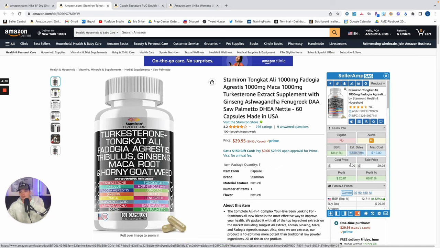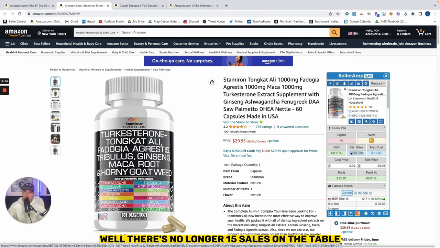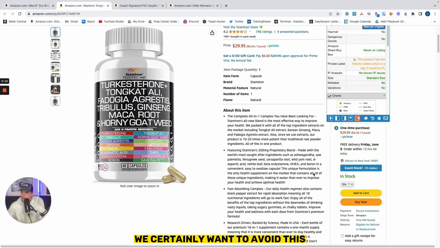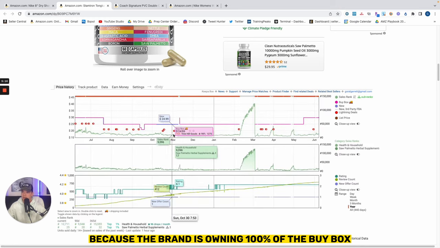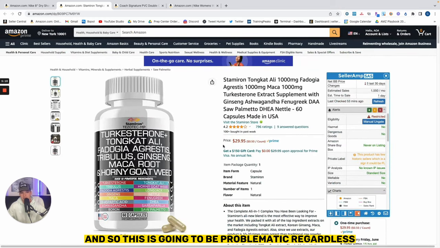And so we need to be estimating our sales velocity based on the buy box ownership, based on the buy box diversity. And we need to account for, right, if one seller is gaining 60, 70, 80% of the buy box, well, there's no longer 1,500 sales on the table. It's 1,500 and then minus 70, 80%, minus whatever that buy box holder is. Now, in this case, we certainly want to avoid this because the brand is owning 100% of the buy box. And so this is going to be problematic regardless.